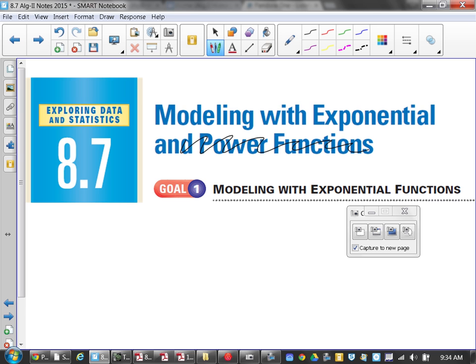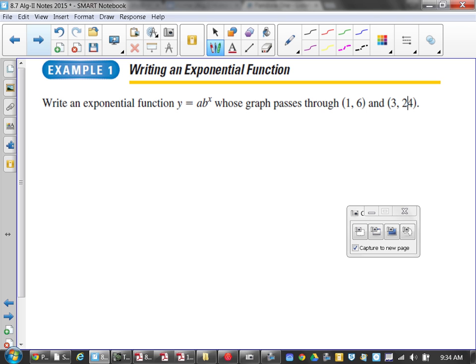So, exponential functions. Remember, exponential functions were these: y equals a b to the x. So what we're going to do is write the function out, given a set of ordered pairs. And then we'll talk about how we work with it, with the graph.